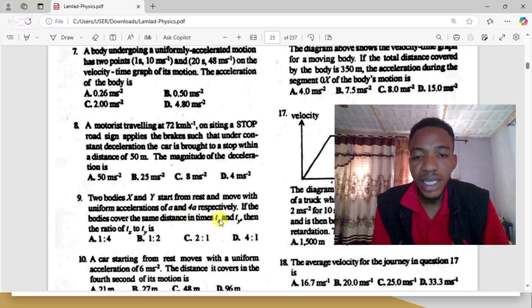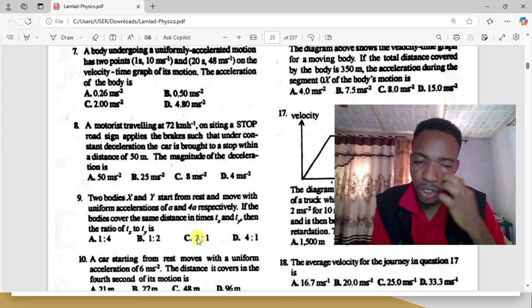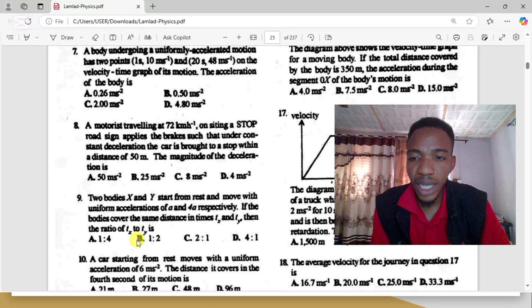This in time tx and ty, then the ratio of tx to ty is what? So what they ask us to do is find the ratio of tx to ty given the parameters. Now, what are the parameters? Again, let me say it for the third time.